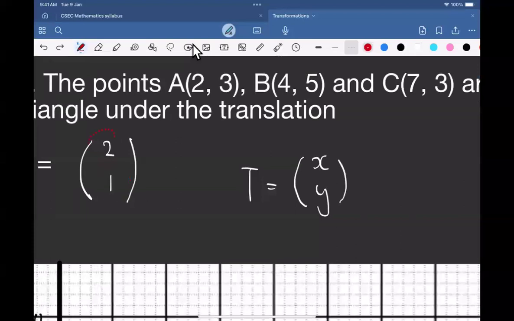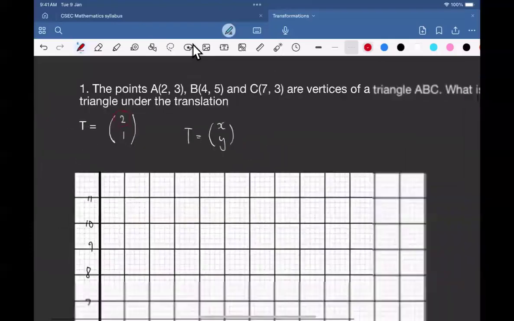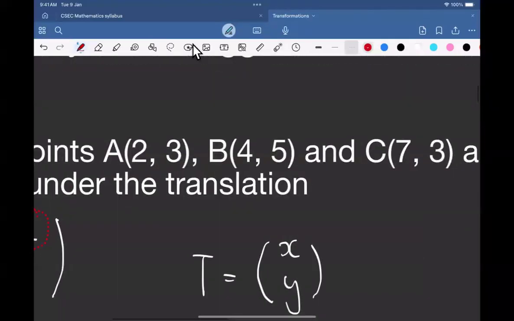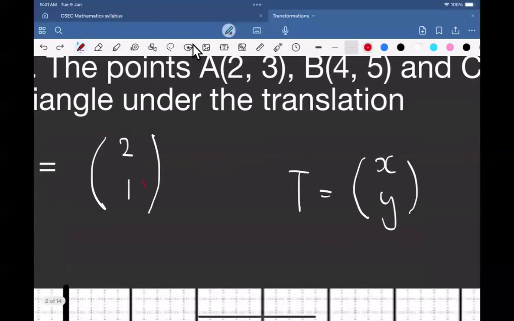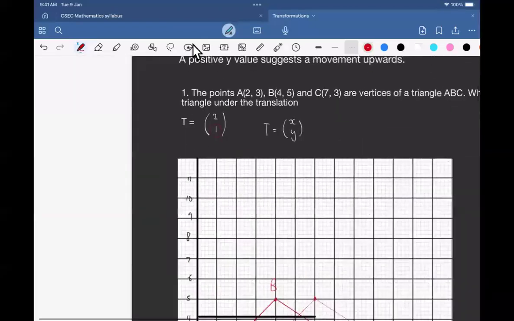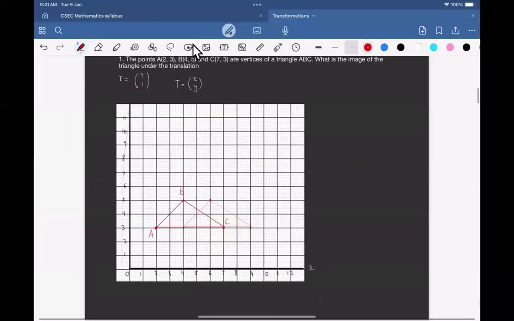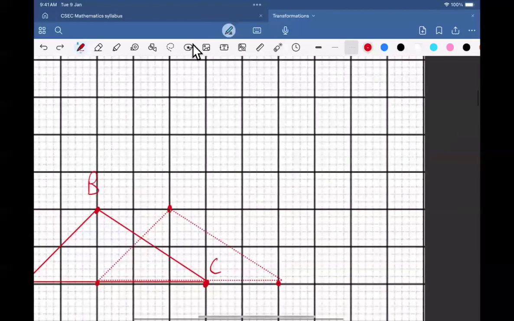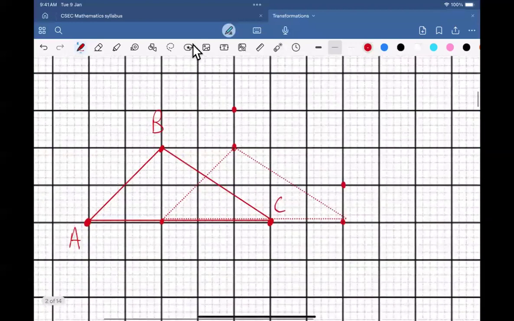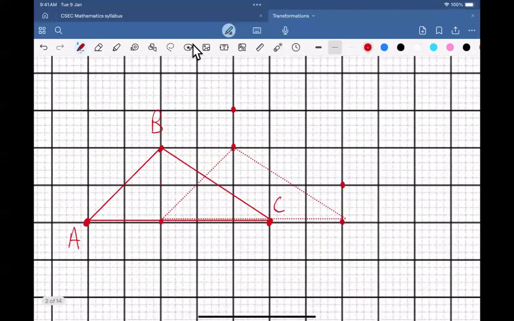The positive 2 means I go right on the x-axis, and the 1 means that I go positive on the y-axis. If you recall, this is the y-axis, it's vertical. So you go up. So I take this point here and I'm shifting it up here. I take this point here and I'm shifting it up here. I take this point and I'm shifting it up.